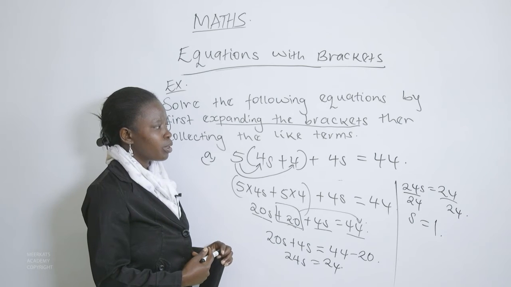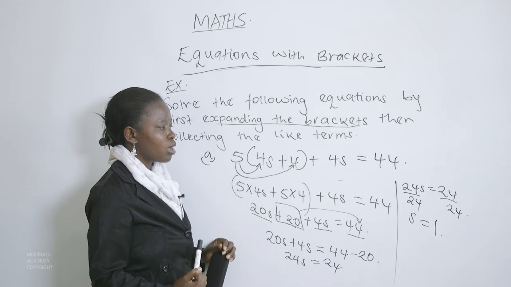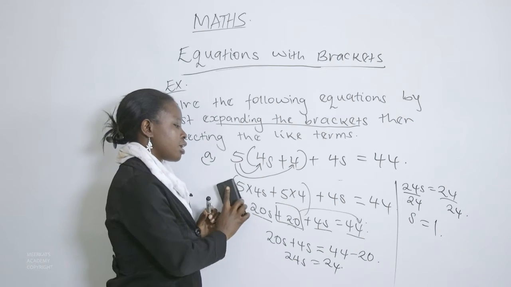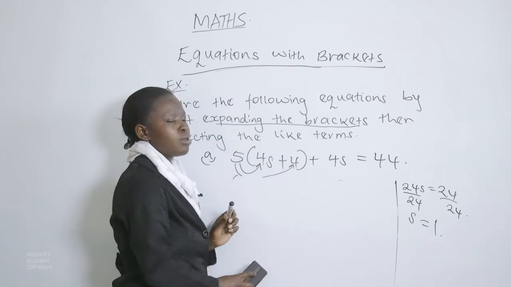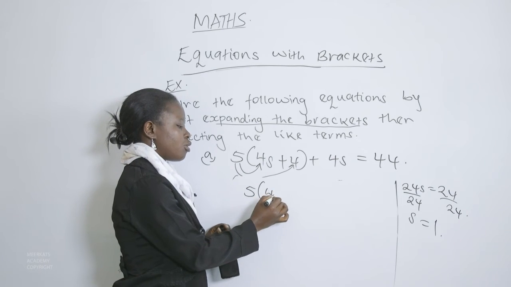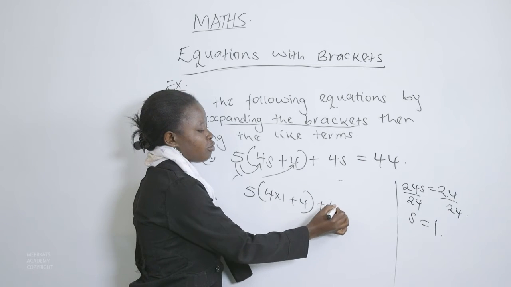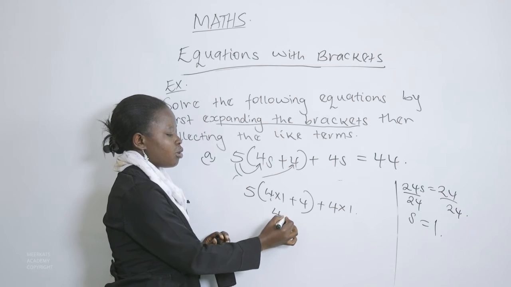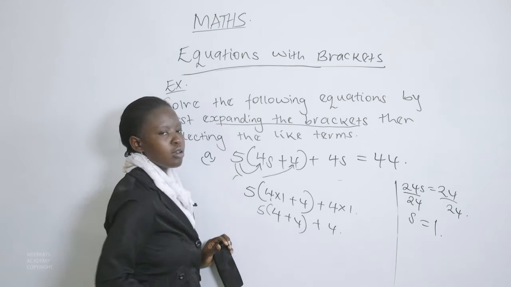We want to confirm our answer. To find out if our value for s is 1, will my left hand side give me the value that is there on the right hand side? So let us confirm that s is 1. So s being 1, it means that we have 5 into 4 multiplied by 1 plus 4, then plus 4 multiplied by 1. So 4 times 1 is 4, plus 4, then 4 times 1 is 4.